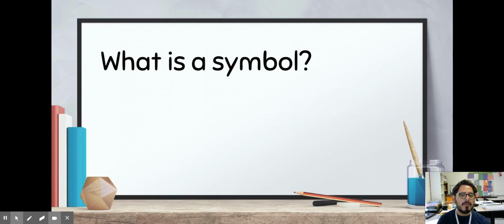Okay, so my first question to you is what is a symbol? Whenever you hear the word symbol, what comes into your head? Think about it, write your answer on the paper so whenever I ask you, you have the answer for me. All right? What is a symbol? Where have you seen the word symbol? What do we use symbols for? Here we go. Pause.